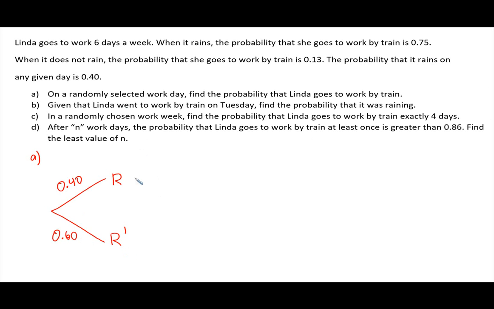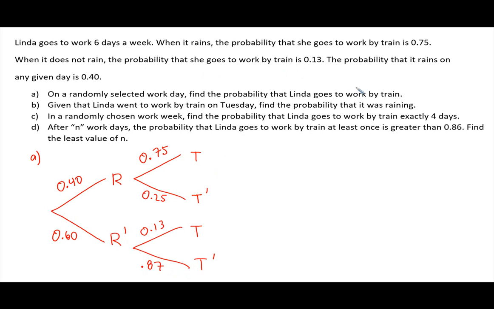Now, it says that when it rains, she's either going to use the train or not use the train. So uses the train, doesn't use the train. So when it does not rain, uses the train, doesn't use the train. When it rains, the probability that she goes to work by train is 75%, so not using the train would be 25%. When it does not rain, the probability that she goes to work by train is 13%. This is 0.13 when it does not rain, so this would have to be 0.87.